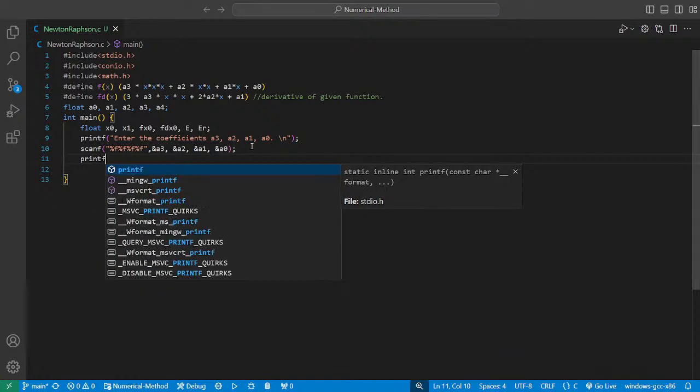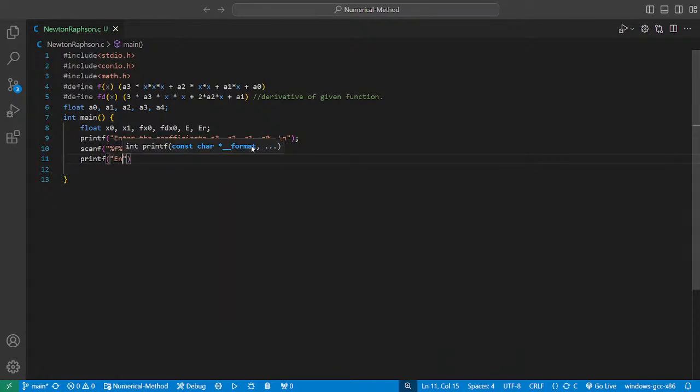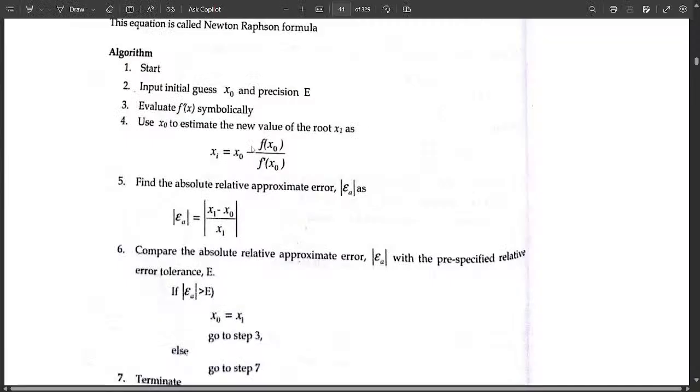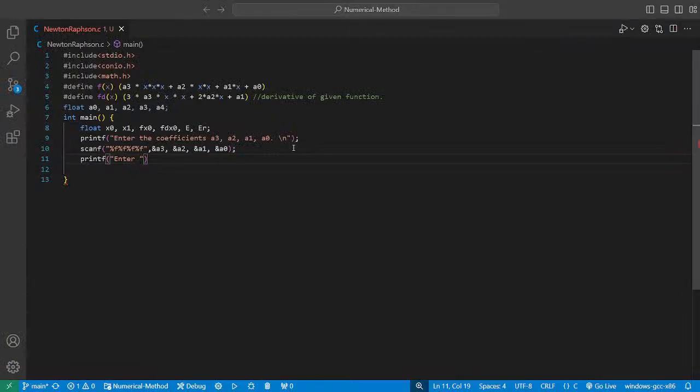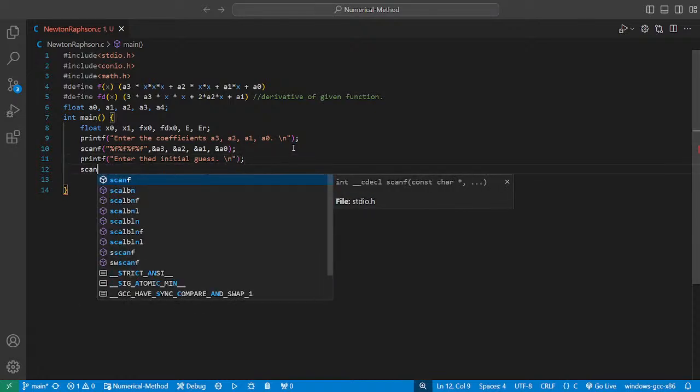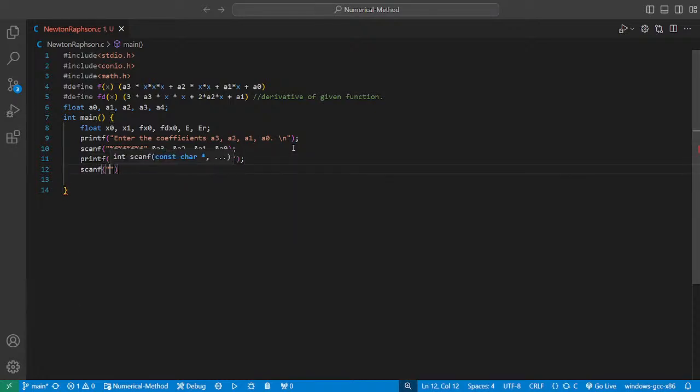So let's also input the initial guess, right? Since in our algorithm the user gives an initial guess, we need this x0 from the user. So let's enter the initial guesses, so that the user will give the initial guesses with scanf, and let's store this value in x0. Okay, I think this will be fine.